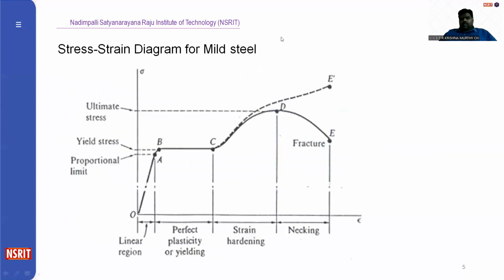After this particular point, if you further increase the load, it will fracture. Once the material has broken, it will have the structure of a cup and cone; the specimen will break into a cup and cone structure. I will show you in the class. I will bring the mild steel specimen and show how it has broken after applying the load. So this is regarding the stress strain diagram for mild steel.